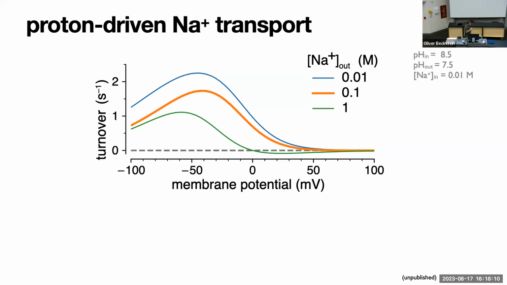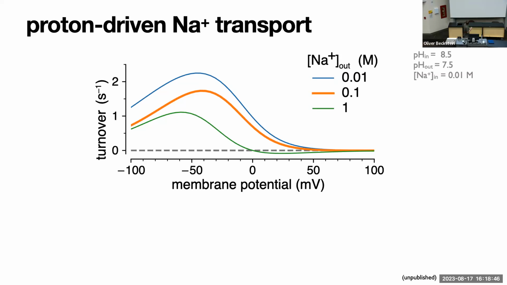And finally, we can calculate the overall transport rate as a function of membrane potential and sodium concentration. And what you can see is that quite robustly, this protein or this model can move sodium against the gradient, which is positive turnover, even if there's a relatively high outside concentration. So even if the concentration of sodium on the outside is 1 molar, it can still shuffle sodium against this gradient, and the inside concentration is 10 millimolar.